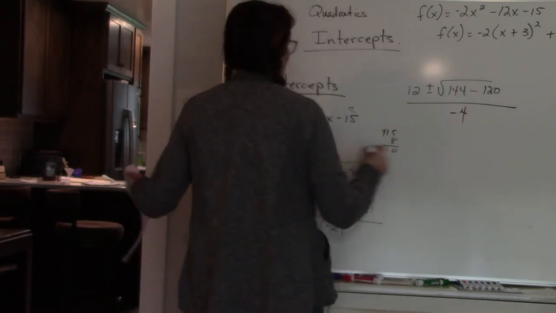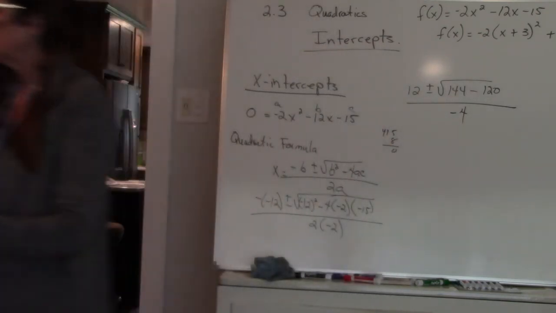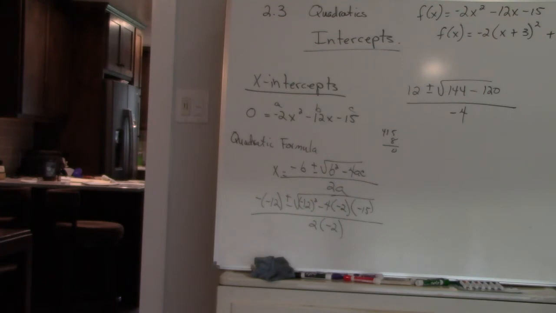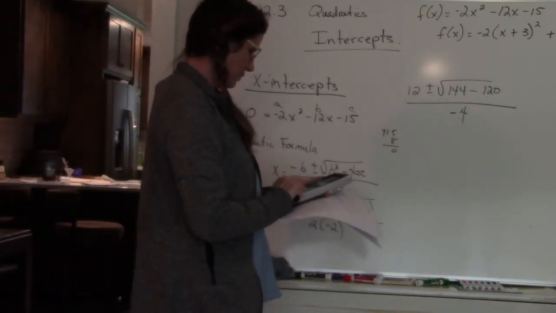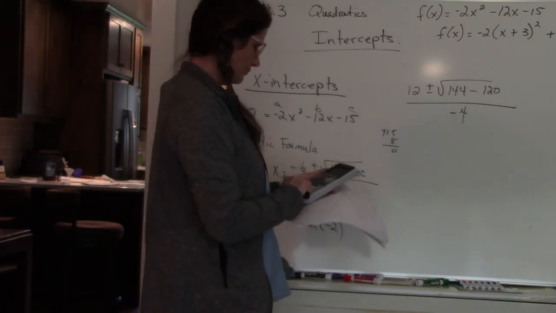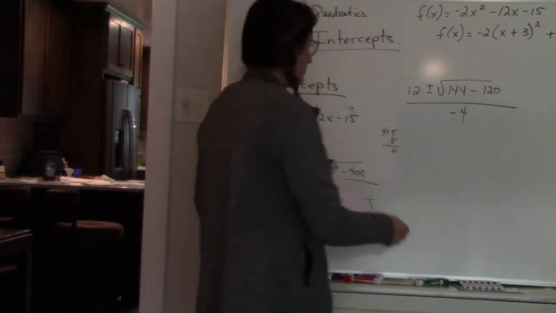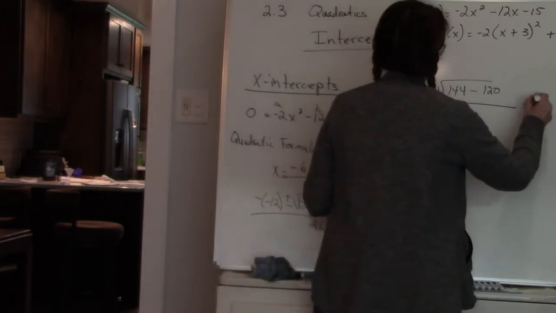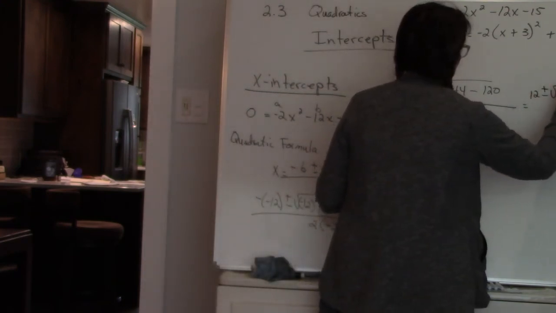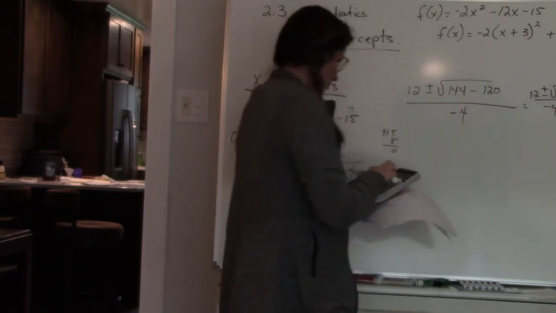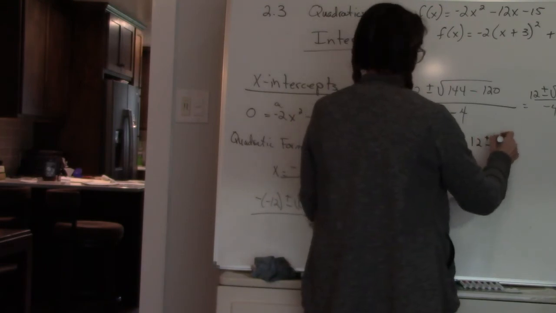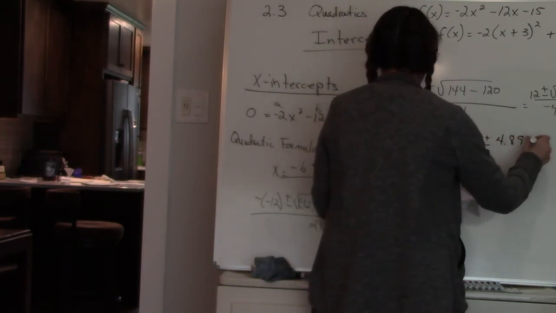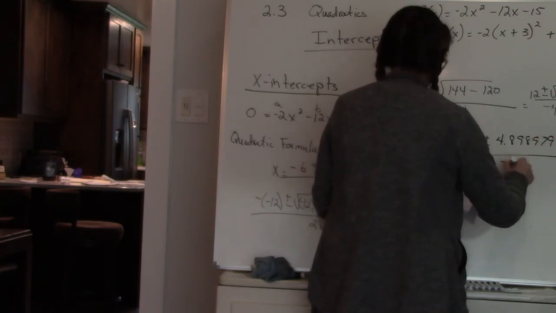Okay, so let me grab my calculator. I had it out. There it is. Okay, so let me just double check my numbers. Negative 12 squared is 144. 4 times 2 times 15 is 120. So 144 minus 120 is 24. So we have 12 plus or minus the square root of 24 all over negative 4. So I find the square root of 24. So I have 12 plus or minus 4.898979 all over negative 4.